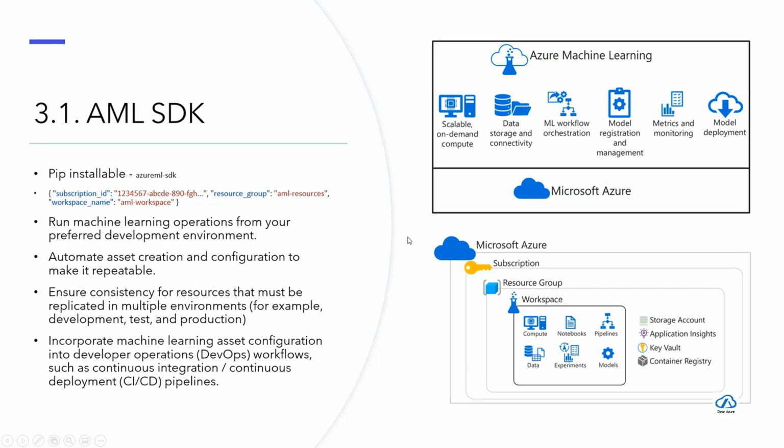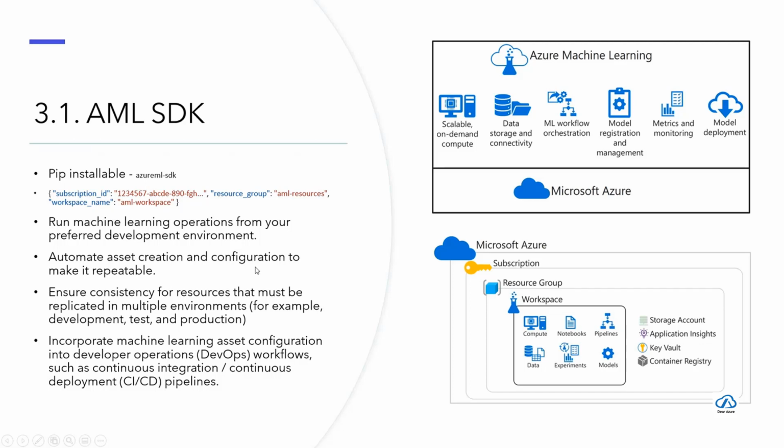You can run machine learning operations from your preferred development environment, like your local machine. You can write all these scripts on your local machine, and when it's time to train or run it, the script will be uploaded to Azure ML Compute and run there under Azure ML. You can automate asset creation and configuration to make it repeatable. If you use this Azure ML SDK, the same script could be used in multiple projects as infrastructure as code.